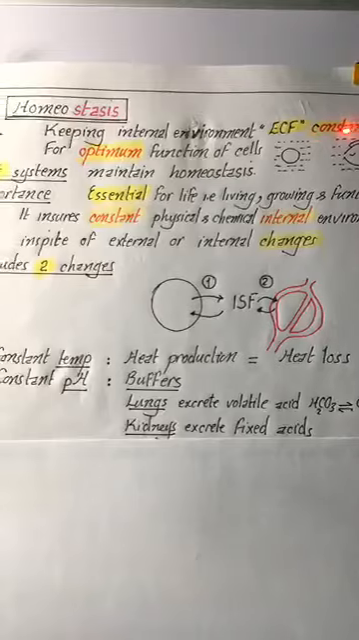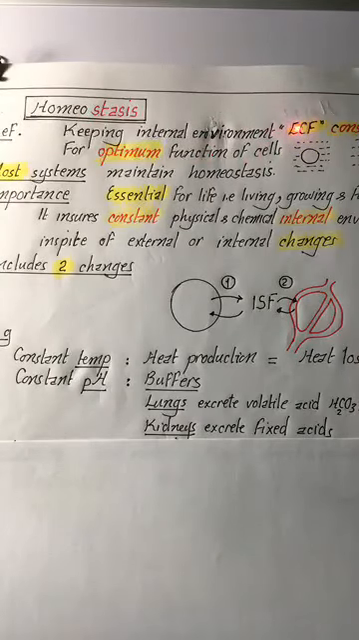You have to complete the statement. You have to keep it constant for optimum function of cells. You cannot say that homeostasis is just to keep the internal environment, that's the extracellular fluid, that's the home of the cells, constant, and you stop. You should keep it constant for optimum function of cells. The temperature should be kept at 37 degrees centigrade. The pH should be kept at 7.4, which is alkaline.